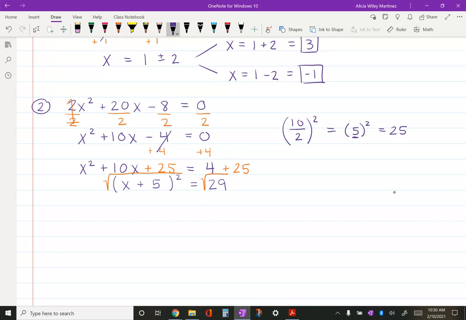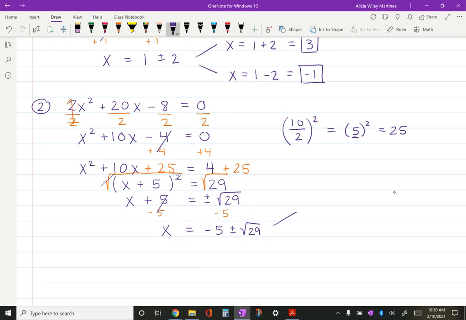And because square roots and squares are opposite or inverse operations, they undo each other, leaving you with, in this case, the base, which is x plus 5, equals, we need to consider both cases for the square root. So I'm going to do plus or minus square root 29. Then I'm going to go ahead and get x by itself by subtracting 5 on both sides. And that leaves me with x by itself equals negative 5 plus or minus the square root of 29.